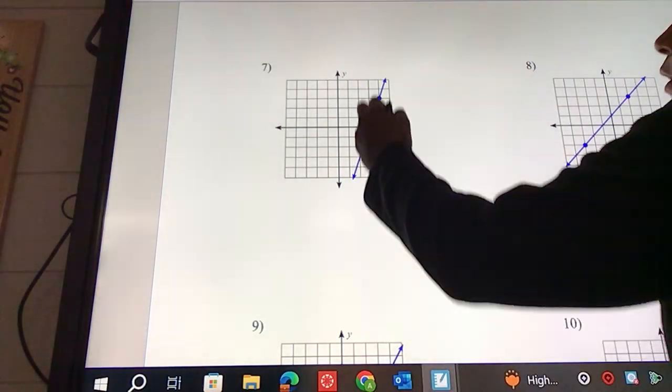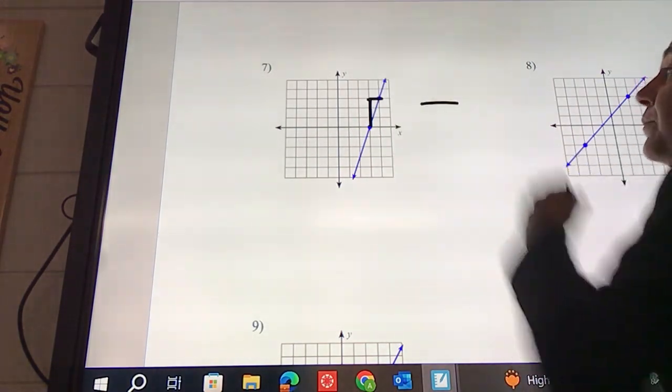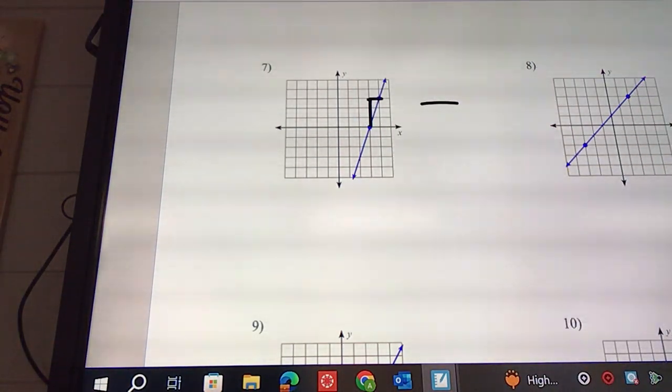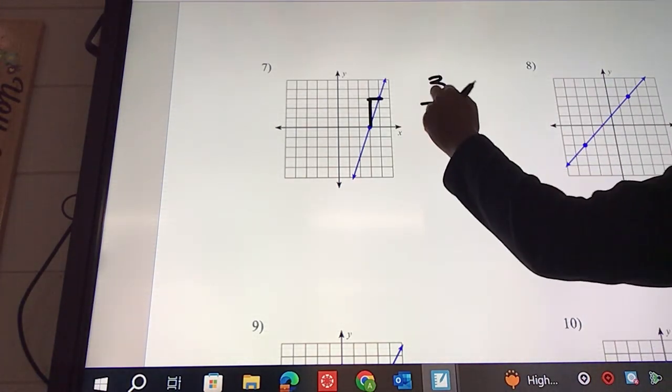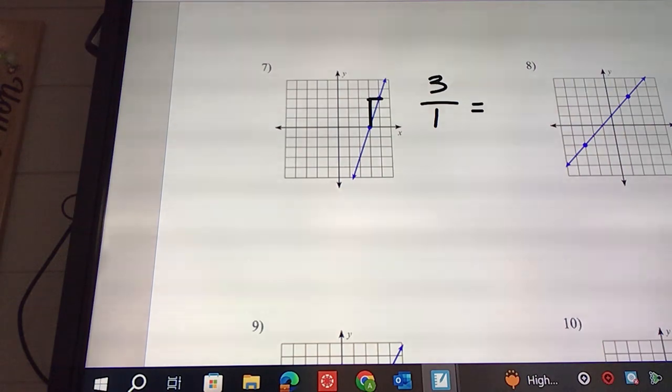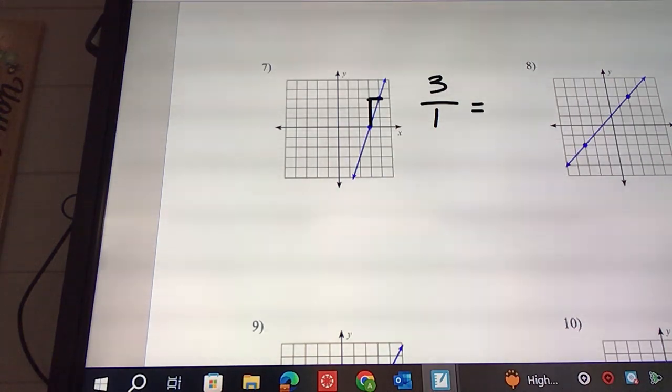Okay, number 7, we're going to go up and over. Okay, so we rise 3 and we run 1. Okay, and that fraction can be reduced. What is 3 over 1? 3.